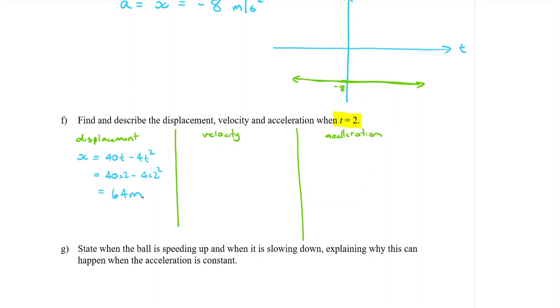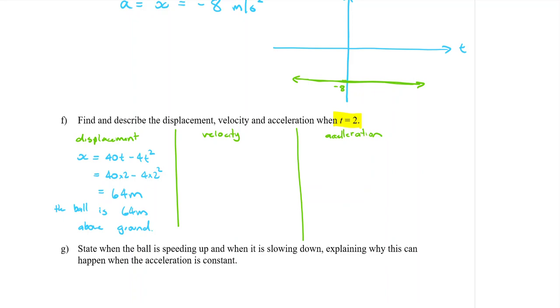It does say and describe. Okay, so I probably should make a little bit more of an effort here. If I want to describe that, I would say the ball is 64 meters above ground. Positive direction, above ground is what that means.